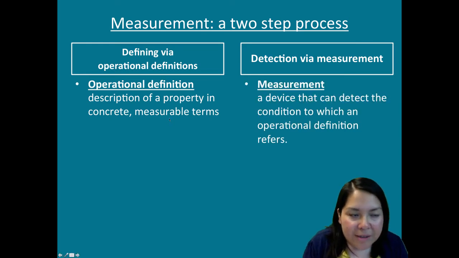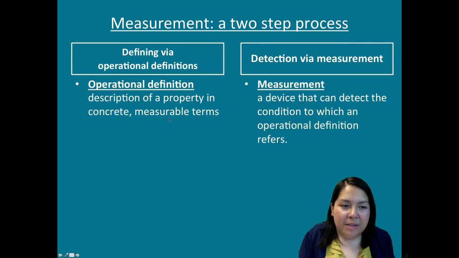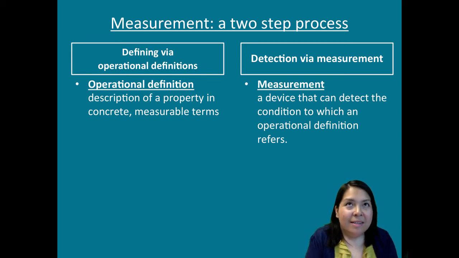If we looked at defining an operational definition, or defining the construct, say I wanted to research individuals' happiness. That is my psychological construct that I want to research. I want to operationally define that as the number of times a person smiles, the number of times a person laughs. And so that is an operational definition: a description of a property in measurable terms that are concrete, so smiling and the number of times of laughing.